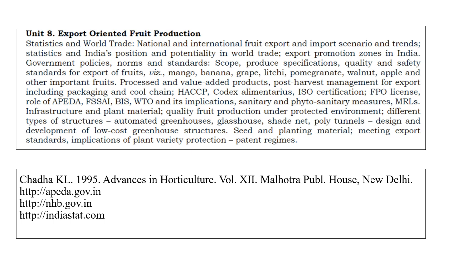Then export oriented fruit production. Here also comes protected cultivation. In the syllabus there is no particular unit on protected cultivation of fruit crops. Here come different types of structures, quality fruit production under protected environment, automated greenhouses, glass house, shade net, polytunnel. For this, we can refer to the book by K.V. Peter, Protected Cultivation. Then Chadha's Advances in Horticulture can also be referred. And for export details, recent data, we can go to government websites like APEDA, NHB, indiastat.com.